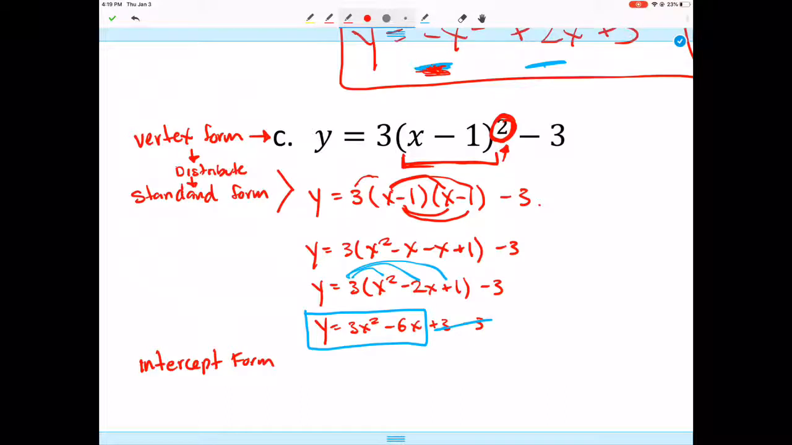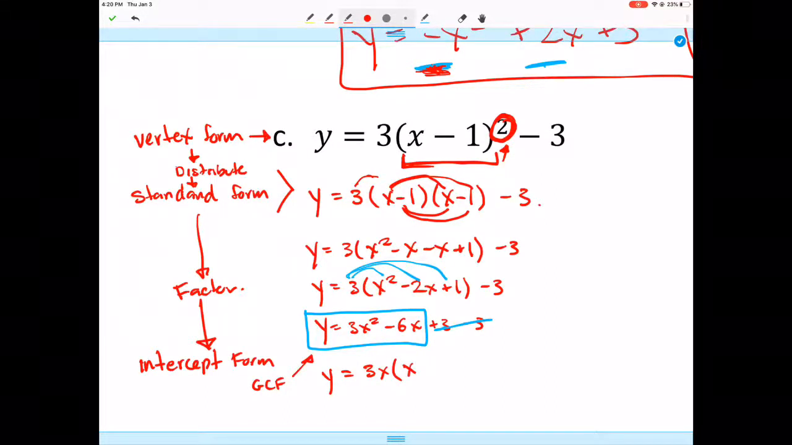All right. Next we have intercept form. And to get from standard form to intercept form, we factor. If you recall, the first thing you should always do before you start doing anything is see if there's a greatest common factor. Here, there is a greatest common factor, and that would be 3x. If you take out a 3x, you're left with x minus 2. Okay, and that is fully factored.